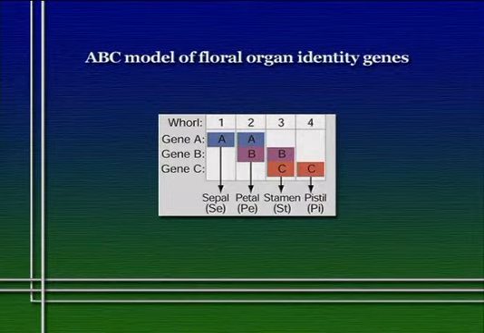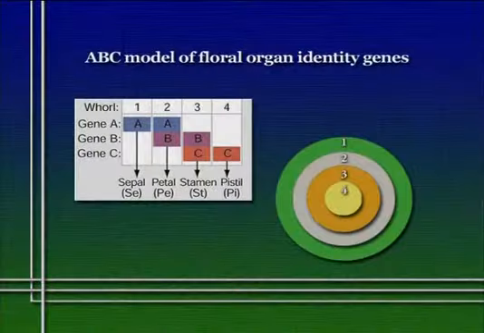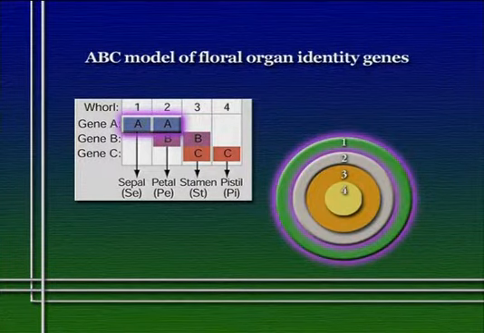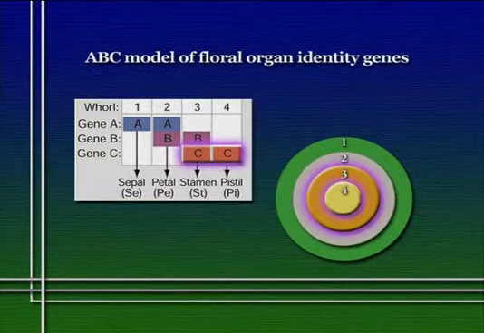Now, the way to visualize this model is simply as follows. Imagine that you're looking down on a cross-section through an apical meristem that's going to develop into a flower. You have 4 rings to keep track of. Gene A, the model goes, is expressed in the outermost 2 rings. Gene B is expressed in the middle 2 rings. So in the second ring in, we have both B and A expressed, for example. And gene C is expressed in the center 2 rings.